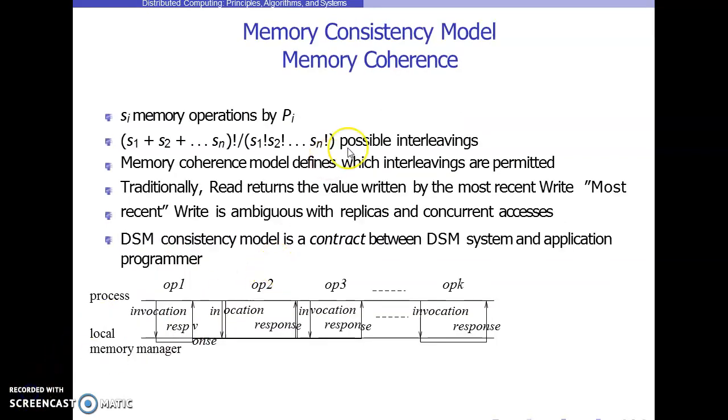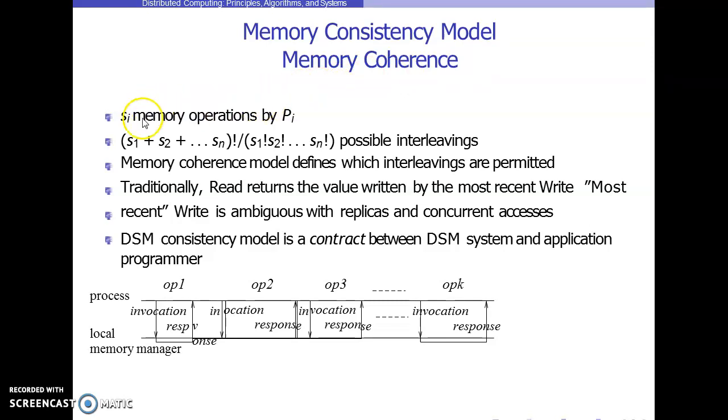The next important topic of distributed shared memory is the memory consistency model. The important factor of the memory consistency model is memory coherence. Memory coherence is nothing but the ability of the system to execute memory operations correctly. Say there are n processes.